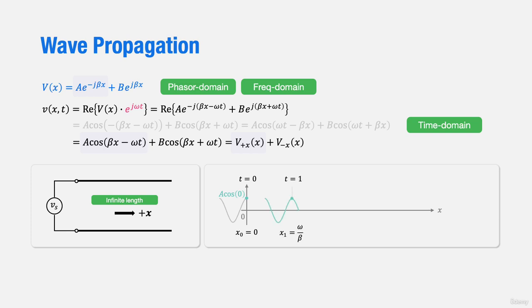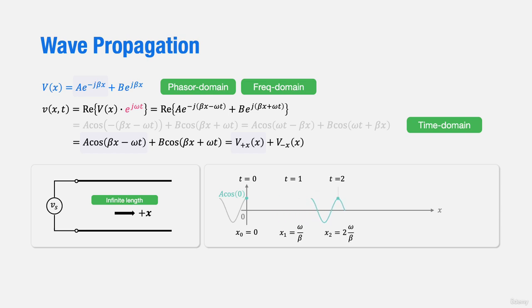When 1 second has passed, that is t equals 1, the wave angle will increase by omega radians. At this point, the value of the voltage wave is a times cosine beta x minus omega. The wave peak, a cosine 0, will move to position x1, which is equal to omega over beta, since beta x minus omega must be equal to 0.